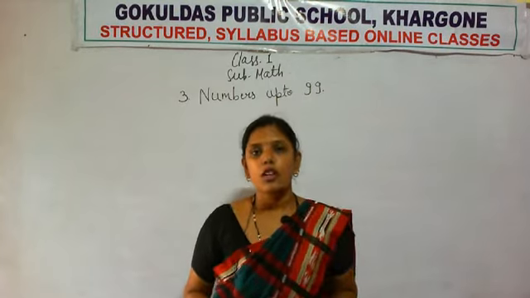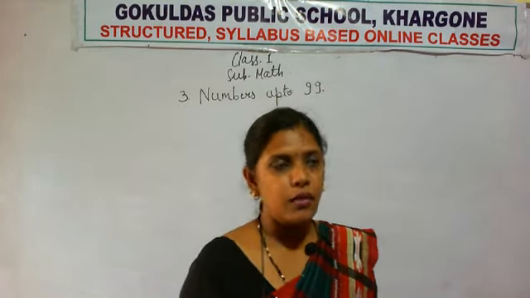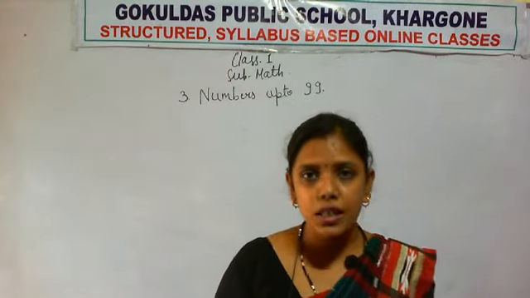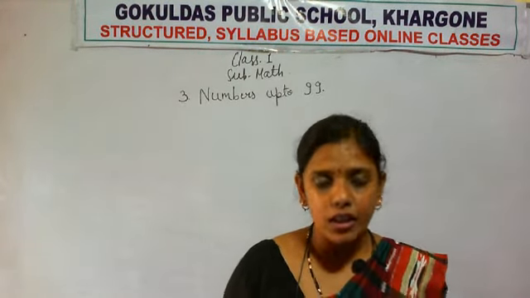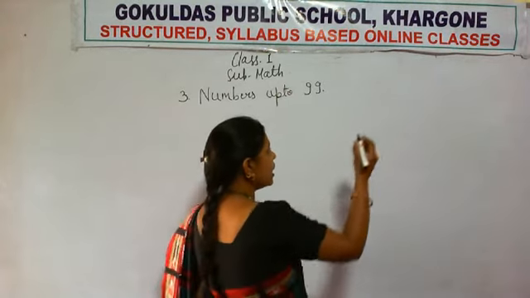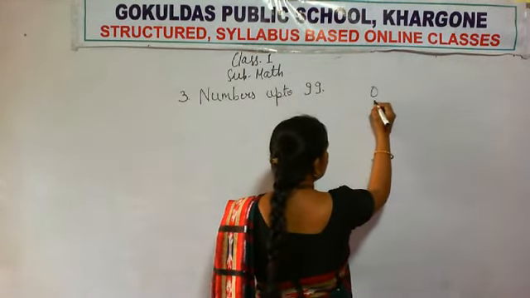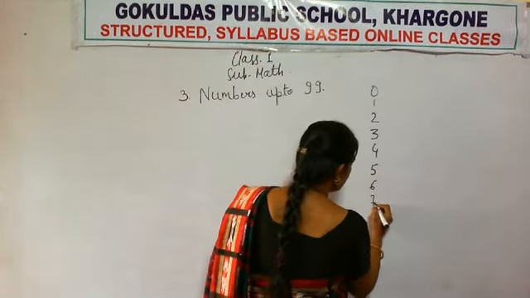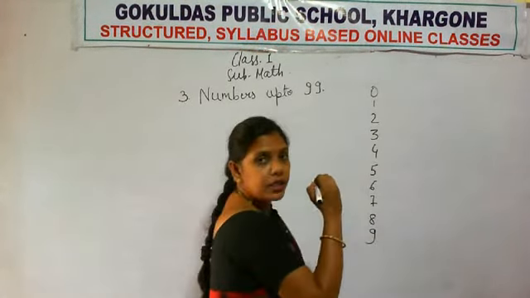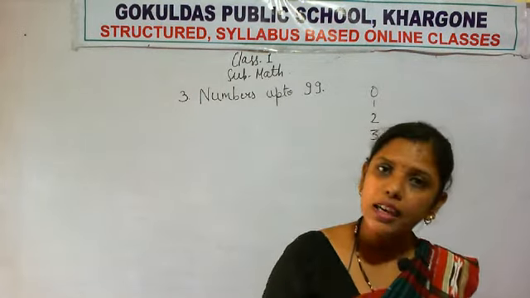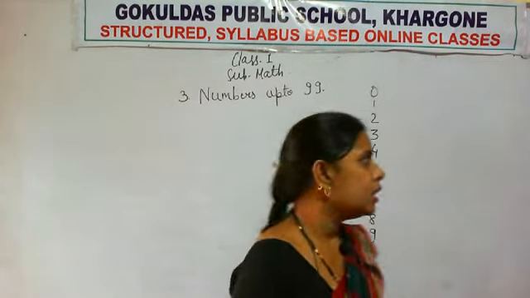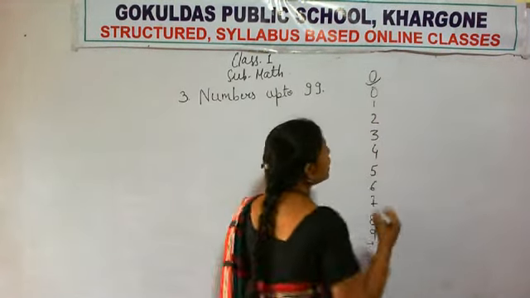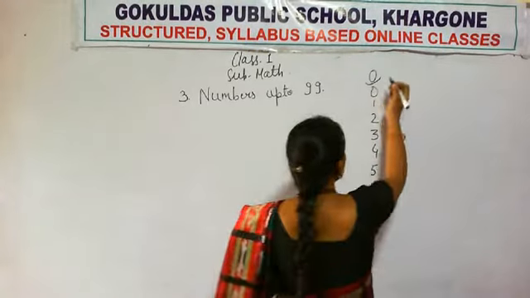Okay. What are 2 digit numbers? When we use 2 digits to write a number. Okay. For example, how many digits are there? There are, starting from 0, 1, 2, 3, 4, 5, 6, 7, 8 and 9. These are single digit numbers. Okay. And whenever we write a single digit number, its value is always ones.